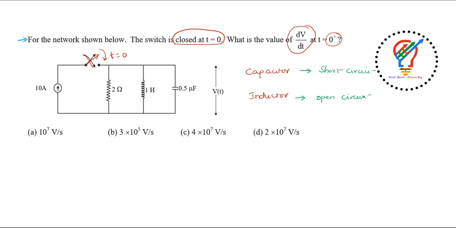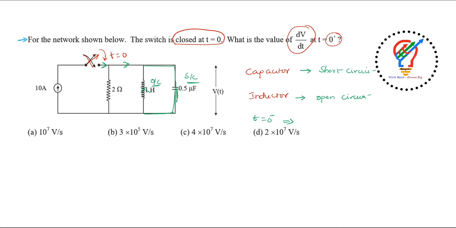Now as per this condition, the switch is closed at t is equal to 0. So what is the value of dv by dt? Before the switch closing, at t is equal to 0 minus, what is the condition here? At t is equal to 0 minus, the capacitor acts as a short circuit. Once it acts as a short circuit, at the time of the switch closing, the entire current travels like this. So inductor acts as an open circuit, capacitor acts as a short circuit. Open circuit here.